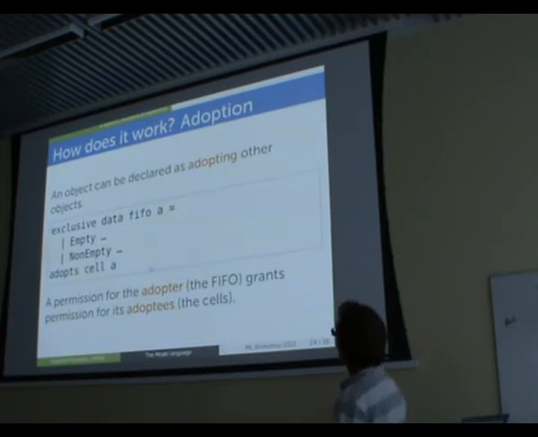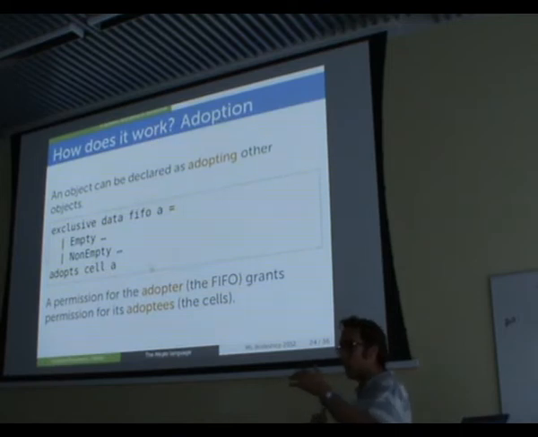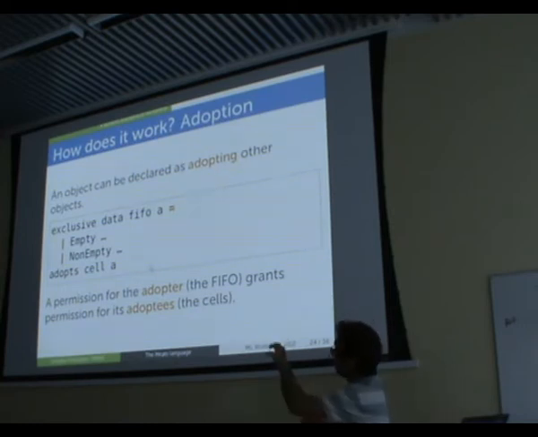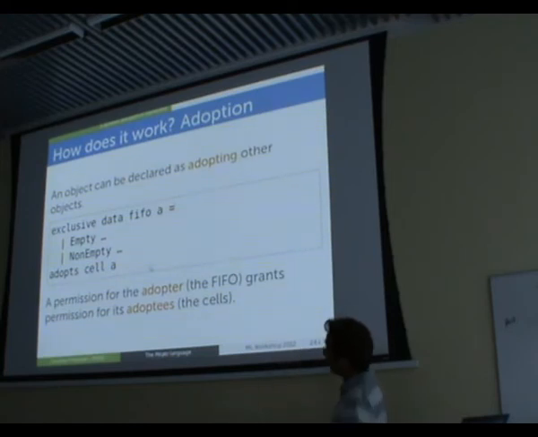So how do we do that? We say that an object can adopt other objects. And what that means is that you give up the permission for a small cell, and instead you hide it inside the permission for the header object with the first and last fields. And when you own the FIFO, the header object, you also own the small little object. So you conceal the permission for a cell inside the permission for its adopter.